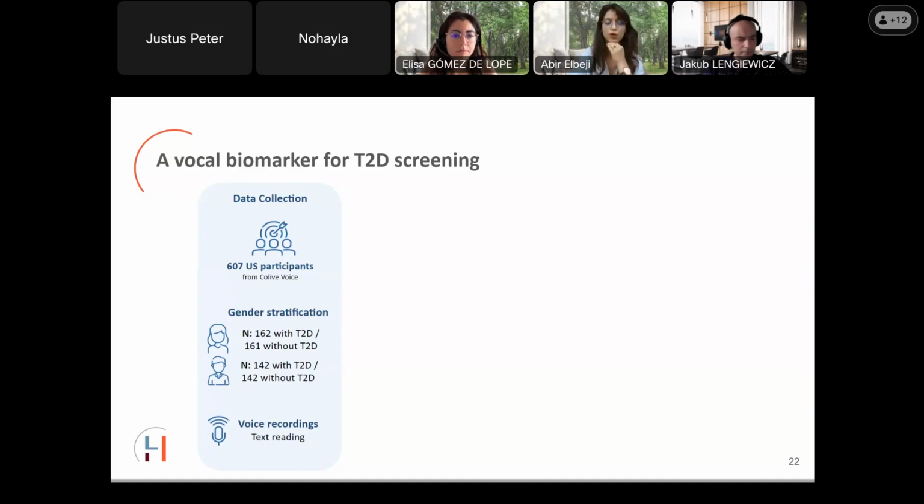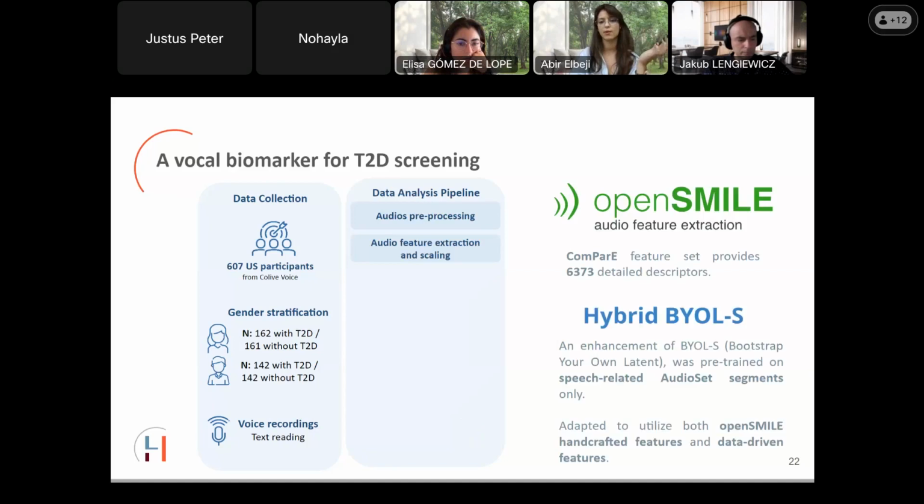We matched the control group with people with no type 2 diabetes in order to reduce the challenges of working on imbalanced data sets. And from these participants, we collected text reading recordings that we pre-processed. We harmonized the quality and checked it. We extracted features and scaled them, and here we used the first one with the handcrafted features from OpenSmile, where we extracted up to 6,000 detailed descriptors, and we compared it to the hybrid BioLS algorithm, which I defined earlier, which is pre-trained on speech-related audio set segments and is adapted to use also OpenSmile handcrafted features and the data-driven features from the pre-trained algorithm BioLS.